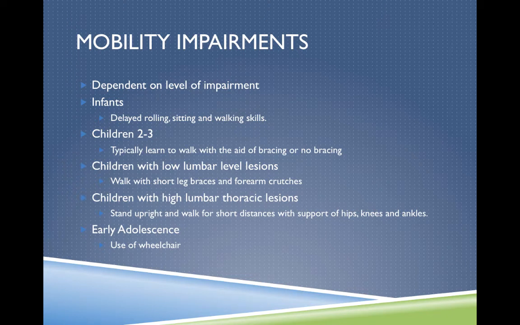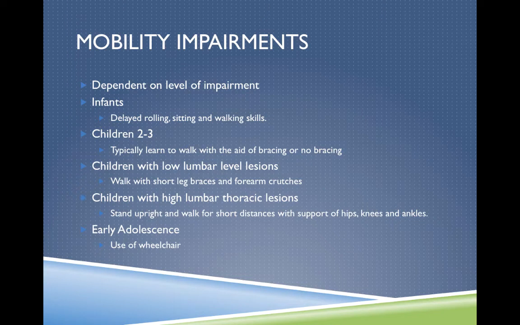Mobility impairment is dependent on the level of impairment. The higher the level, the more muscle weakness a child will have. For infants, you may see delayed rolling, sitting, and walking skills. In children ages 2 to 3, they typically learn to walk with the aid of bracing or no bracing. They can stand up and walk for short distances with support of hips, knees, and ankles.